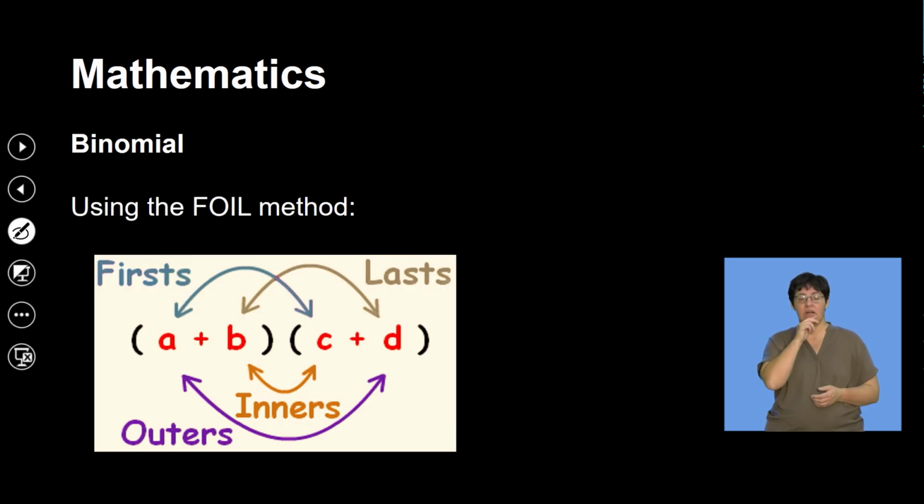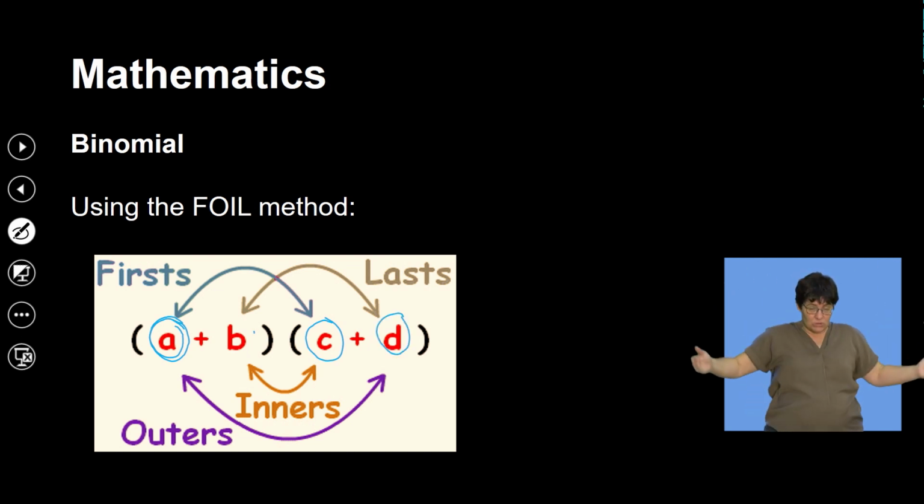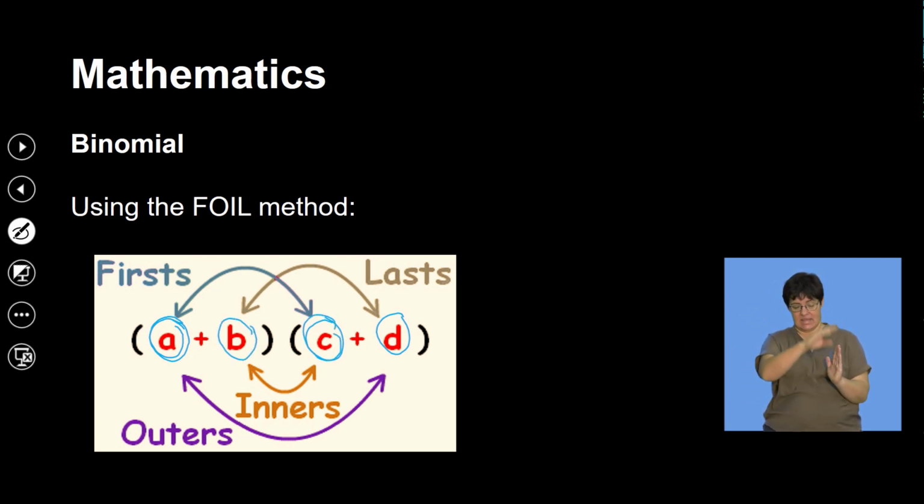Using the FOIL method, when I'm talking about first, it will be the first terms in the 2 brackets that you have, and then my O will be the outer terms, which is the A and the D, meaning the ones on the outsides of those brackets. And then the I will be the inners, which will be the inner ones in the 2 brackets. Then lastly, it will be the last term in each bracket. And you multiply them. That's what FOIL is about.